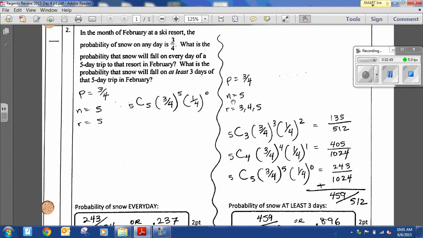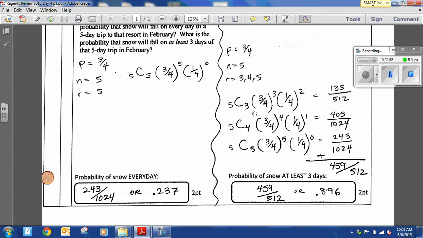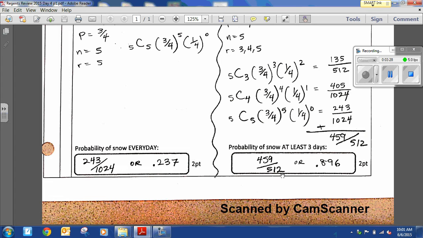Okay, the probability is the same, the number of days is the same. That means we need to write down this binomial probability expression 3 times. 5 choose 3, 3/4 to the 3rd, 1/4 to the 2nd power. Remember that the exponents must add up to n, right? And this is what the calculator gives me, this fraction here. Now we go to 4. 5 choose 4, 3/4 to the 4th power, 1/4 to the 1st power. 5 choose 5, 3/4 to the 5th power, 1/4 to the 0 power. And these are all 3 fraction probabilities. Add them all together to get 459 over 512. You can also have any equivalent fraction.